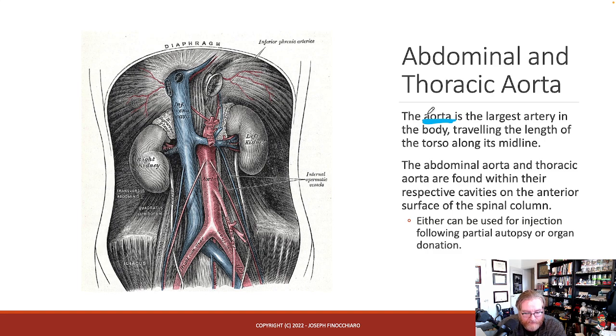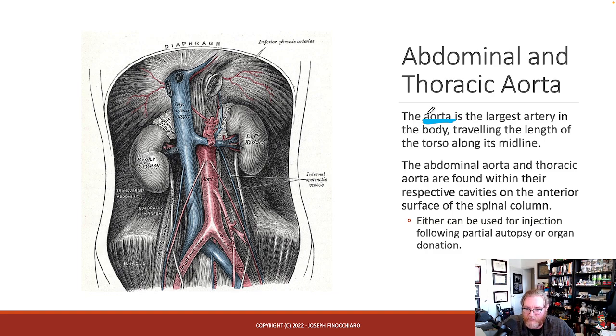Either can be used for injection following partial autopsy or organ donation, and I am telling you, the easiest embalming of your life is when you have a partial autopsy and they have left you access to an aorta. Because then you just put the biggest thing that you have into the aorta, you tie it down, you clamp it however you want to try to do it, and you can inject right from there and get great results. And then you just simply look to see what you have left on the other side, and you inject whatever you have on the other side.